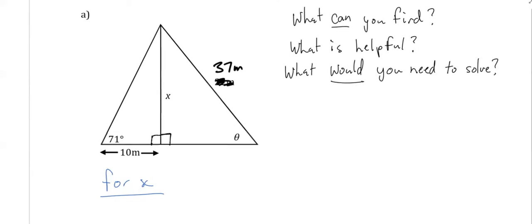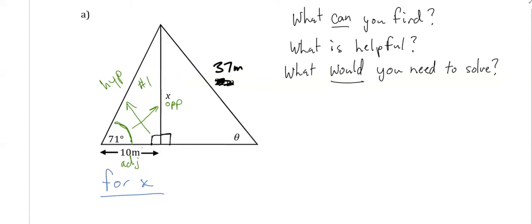And so I'm working in triangle number 1. If I call this triangle number 1, that's where I'm working right now. So I go across from the right angle is the hypotenuse. Across from the angle, so because I'm given 71, I'm just going to use that one, is opposite. And the last one is adjacent.